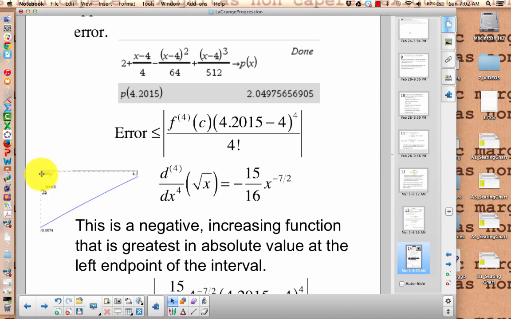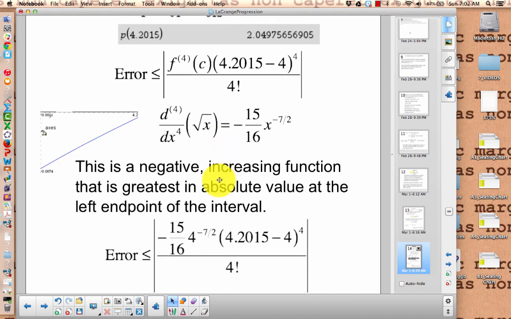This is the x-axis up here, so we can tell that the greatest in absolute value this function gets is at the left endpoint. So that's what I will use to replace this fourth derivative of f at c term. So that would be negative 15/16 times 4 to the negative 7/2, 4 being the left endpoint. So our error is going to be less than or equal to negative 15/16 times 4 to the negative 7/2 times 4.2015 minus 4 to the fourth over 4 factorial.